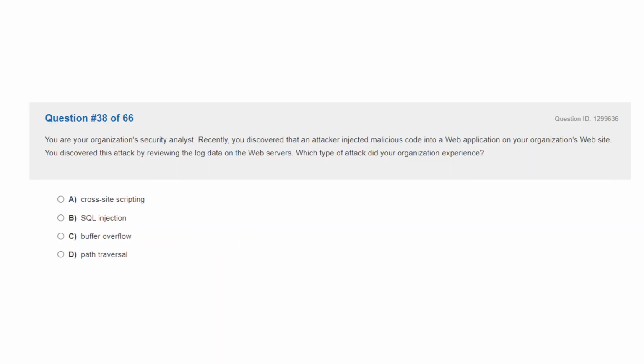Question 38. You are your organization's security analyst. Recently, you discovered that an attacker injected malicious code into a web application on your organization's website. You discovered this attack by reviewing the log data on the web servers. Which type of attack did your organization experience?